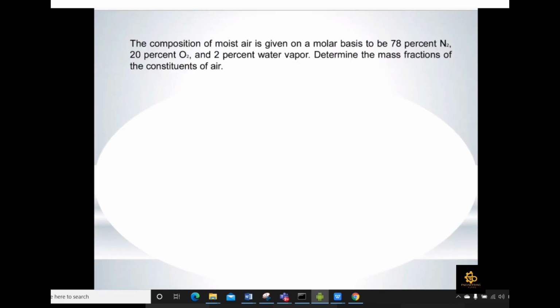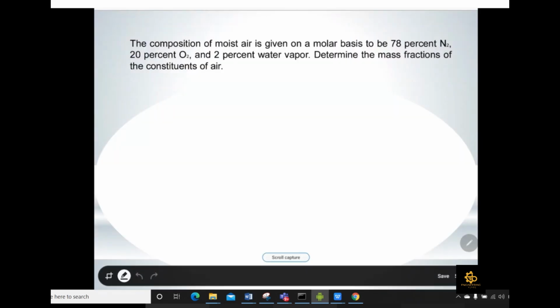Okay, so now coming towards the next question. Next question is also related to the mass fraction of the mixture. In this question, the composition of the mixture is given on a molar basis: nitrogen 78%, oxygen 20%, and H2O 2%. So these are given on the mole fraction basis.